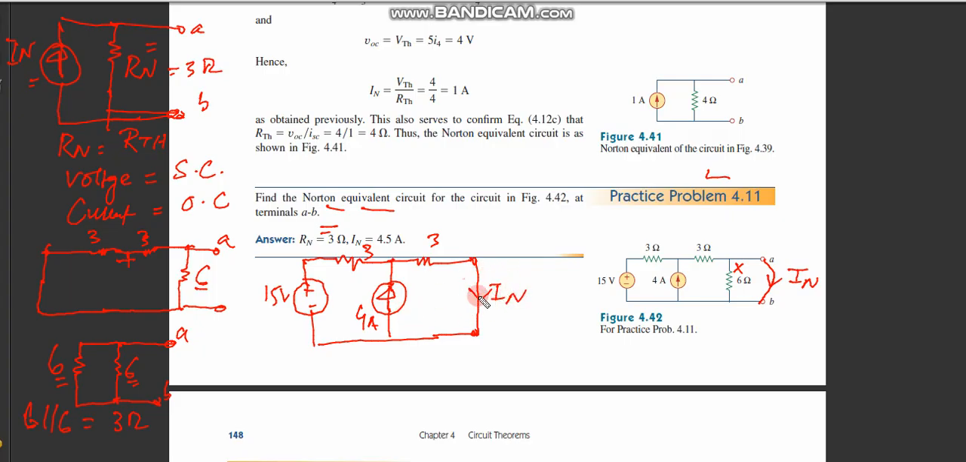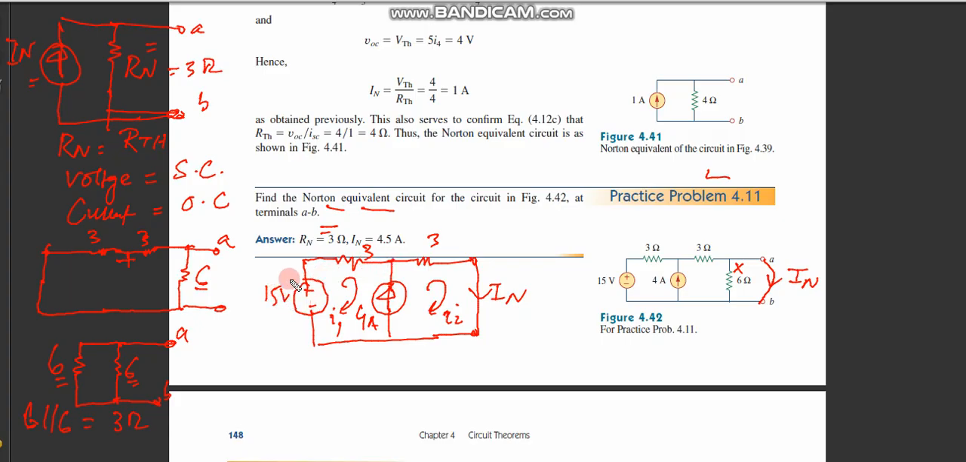Once I find the current in this branch, either using mesh, let's suppose I2 and I1, or using nodal analysis, the current in this branch would be my In. I can also use source transformation. Now to use source transformation, basically how can I work? I can do it like this.